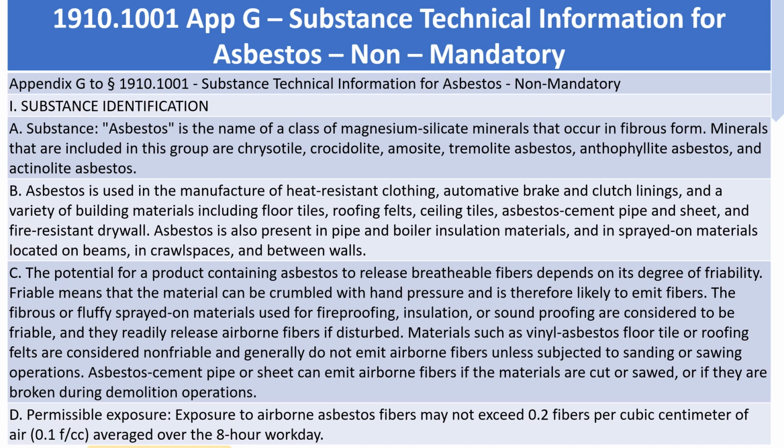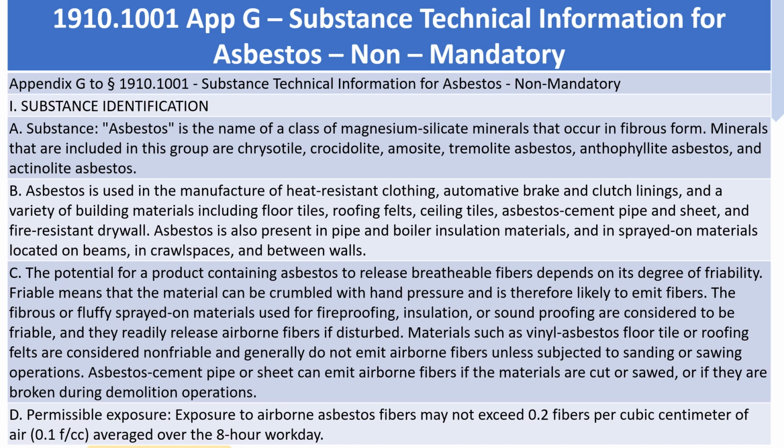Substance. Asbestos is the name of a class of magnesium silicate minerals that occur in fibrous form. Minerals that are included in this group are chrysotile, crocidolite, amosite, tremolite asbestos, anthophyllite asbestos, and actinolite asbestos.